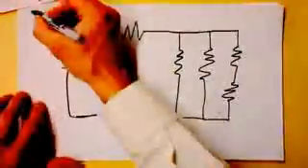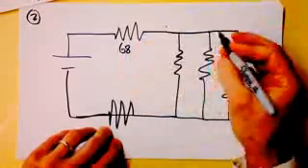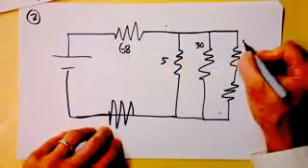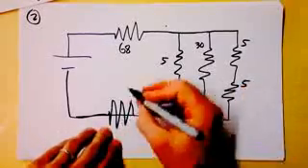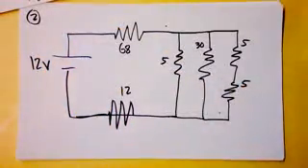So now I label these guys. This is picture 2, by the way, but we've got 68 ohms, and 5 ohms, and 30 ohms, and 5 ohms, and this sucker is 12 ohms, and that sucker there is 12 volts.